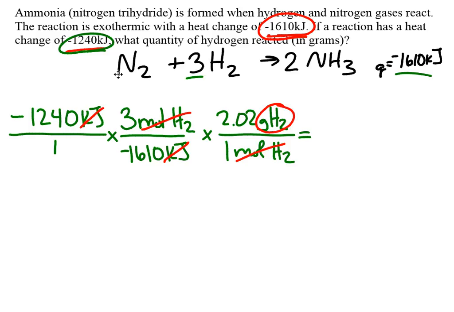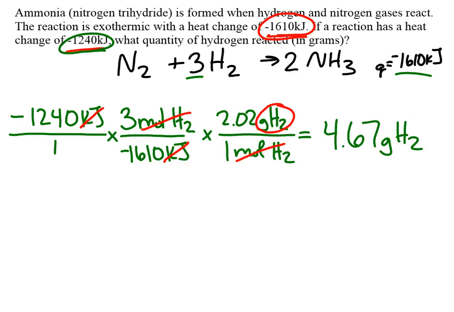My final answer is 4.67 grams of hydrogen. Now, it's important to realize that this can obviously be expanded to be used with limiting reactants as well. And we'll do some more of those too.